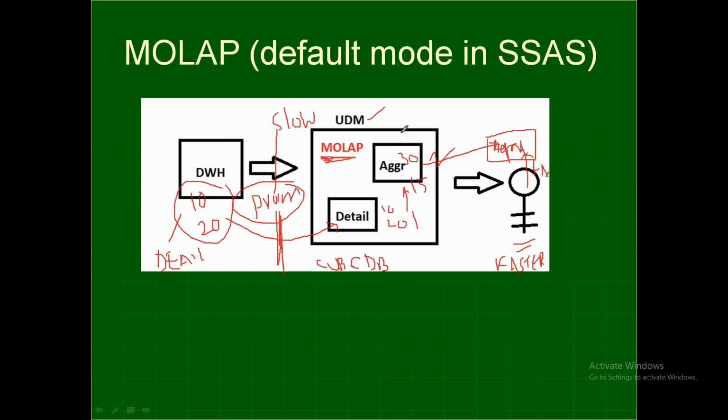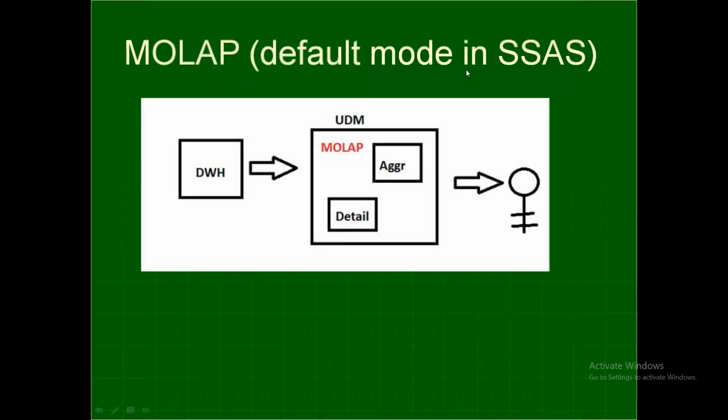Processing is slow, and you need more space. Space is required. Why? Because you're storing not only the detailed data, you're also storing a lot of aggregations. So this is the process. Processing is slow, space is more. But what is the advantage? The advantage is that reporting is faster when you go in for OLAP mode. So this is the reason why people are going to be happy with this mode.